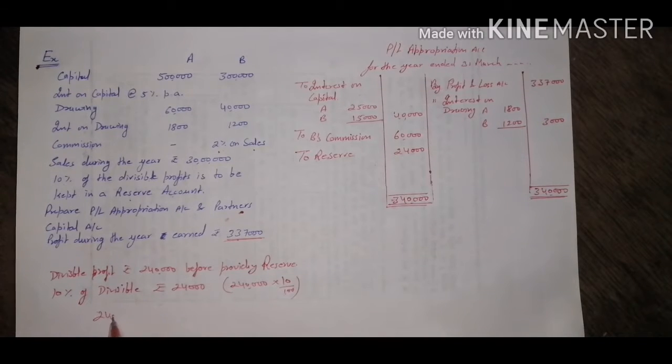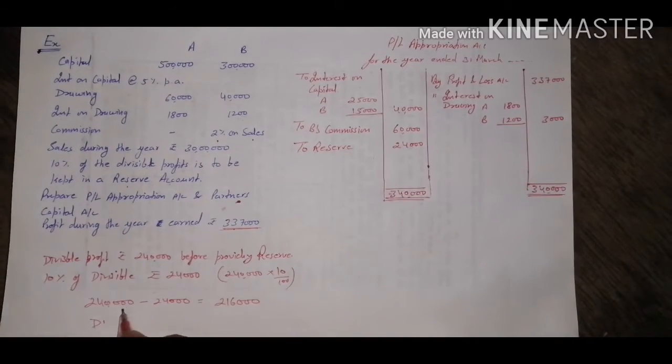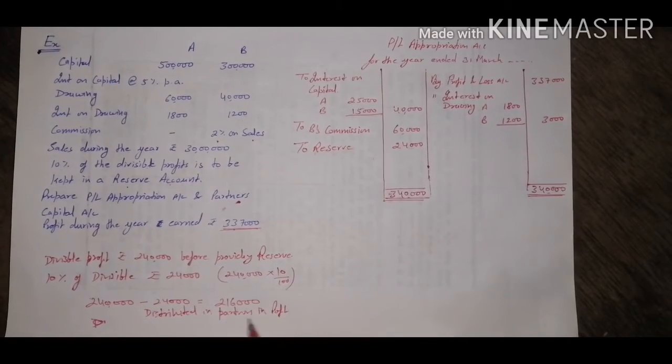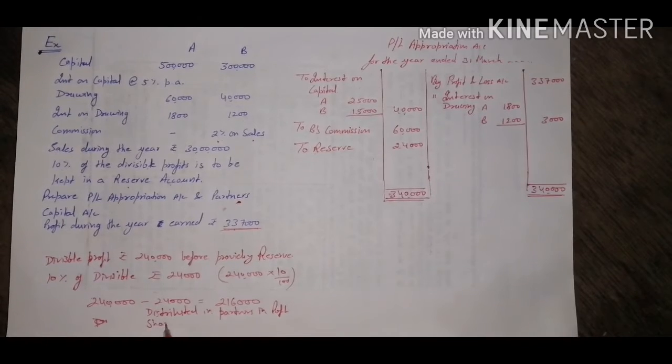Now 2,40,000 minus 24,000, the balance amount of rupees 2,16,000, is distributed among the partners in the profit sharing ratio.